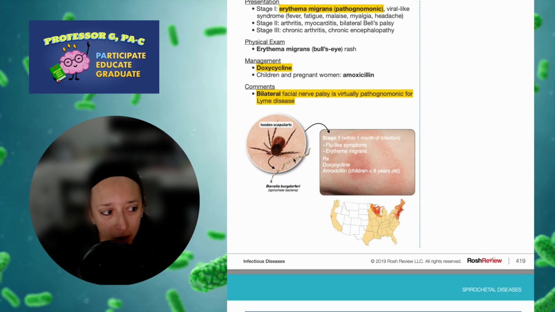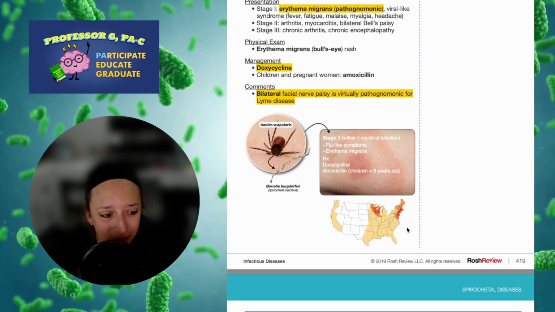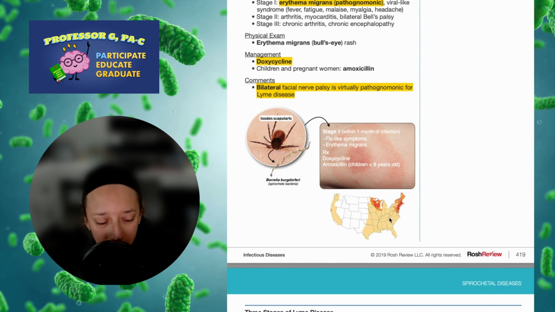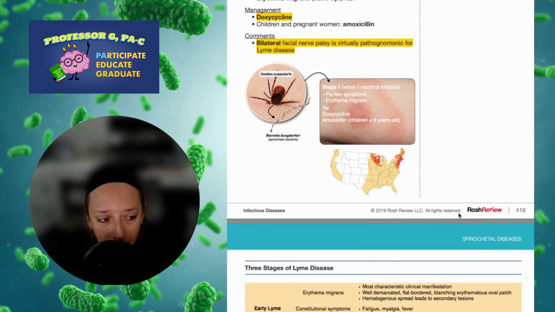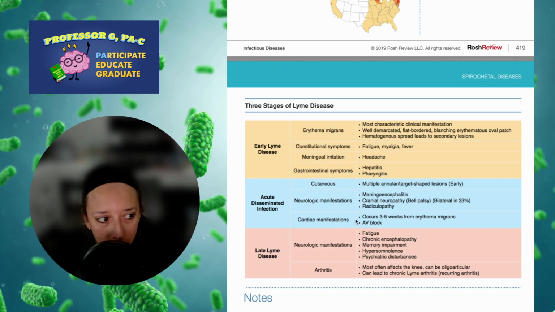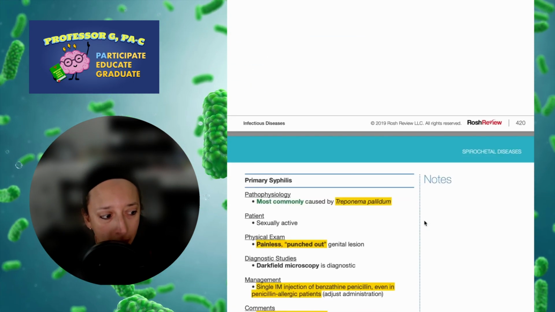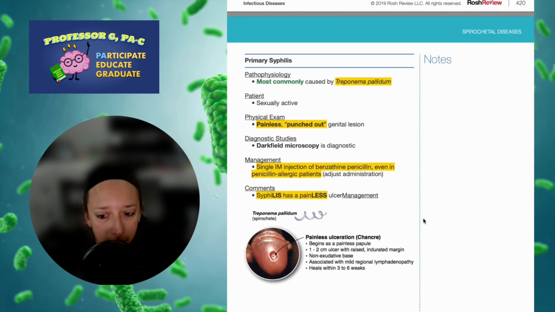Here's just a picture of our favorite little tick and the different stages. This is also the areas of the United States where it's most often found. Here's a little bit further depth of the 3 stages of Lyme disease, but we kind of already talked about those. Moving on to primary syphilis.